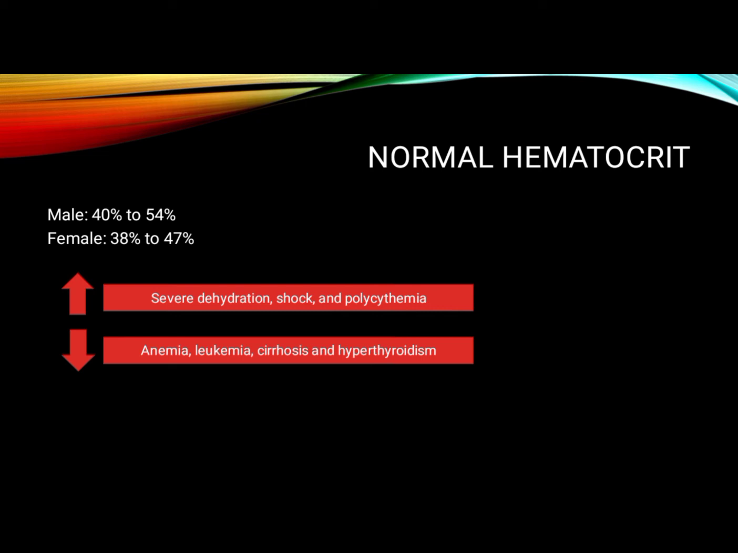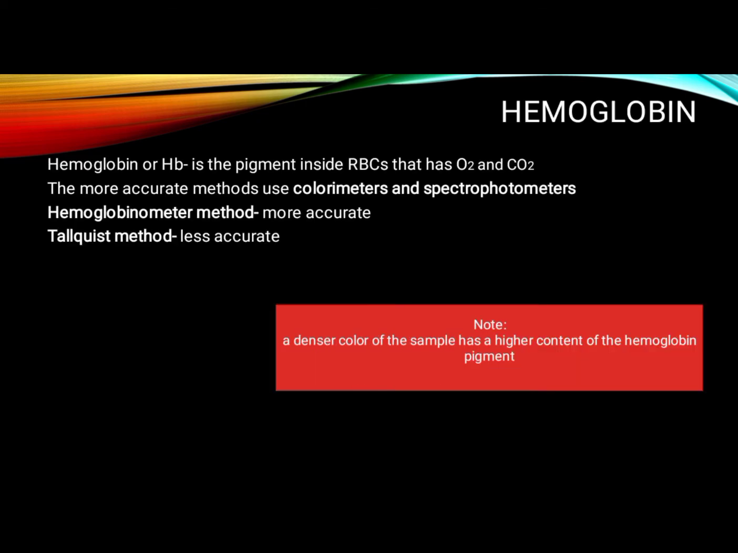Next is the hemoglobin. Hemoglobin is known as the pigment inside red blood cells, and one of its functions is to transport blood gases. And also hemoglobin picks up oxygen in the lungs and releases oxygen in other tissues. And please take note that a denser color of sample has a higher content of hemoglobin pigment.